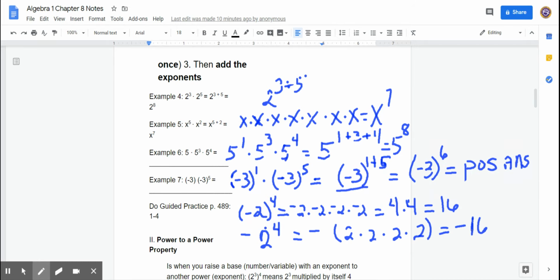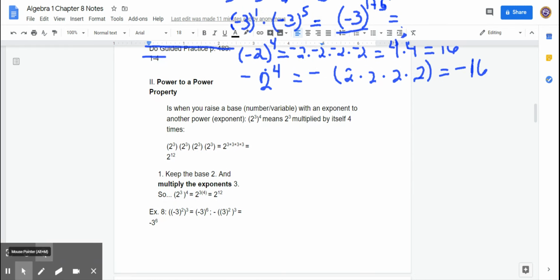Okay, so we don't have to do the guided practice, that's in the book. We're going to skip that. All right, so what do we remember? Like bases, keep the base, add the exponent. When multiplying like bases, keep the base, add the exponents. Simple as that.